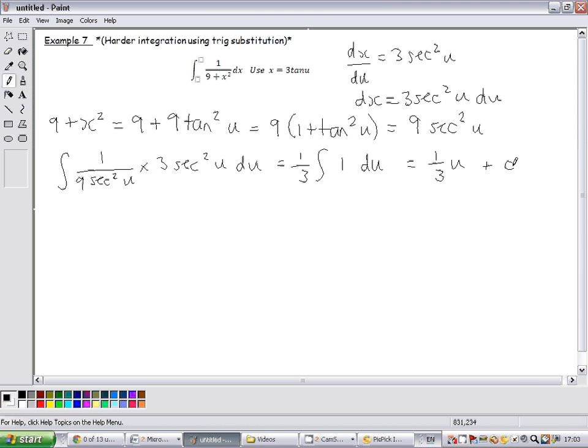Now we don't actually have an expression for u, but we can find one. If I rearrange the original substitution, that was 3 tan u. If I divide by 3, x over 3 is tan u. And so if I do inverse tan of x over 3, that gives me an expression for u. So this integral actually gives us an inverse trig function.